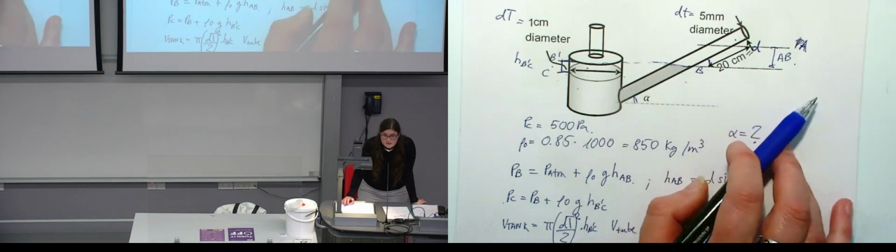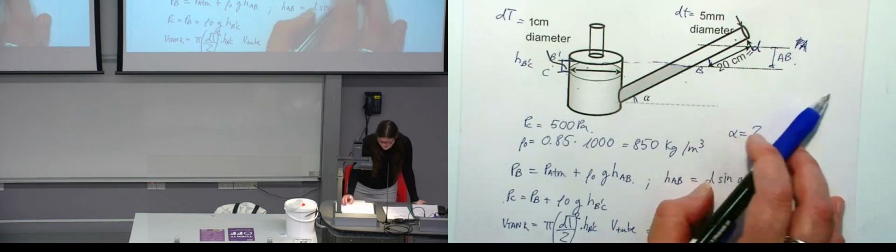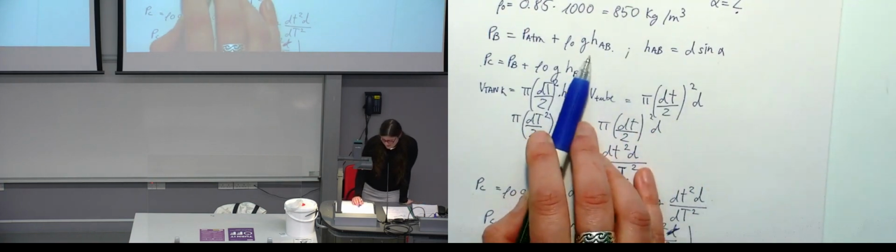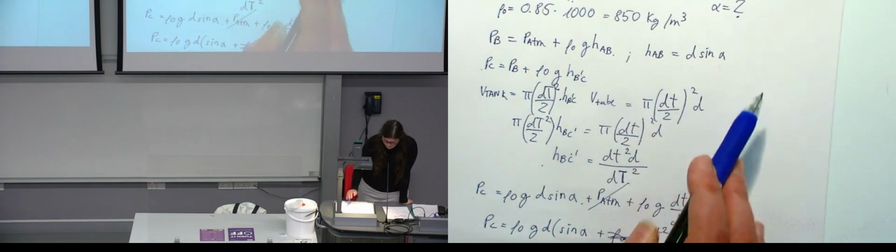Okay, any more questions? How do you properly find HAB of d sine alpha? So we know we have d. But alpha is what we want to know, so you don't really calculate HAB. You put it in the formula as d sine alpha, and then you just keep it as d sine alpha, and at the end you isolate sine alpha, and you get alpha.